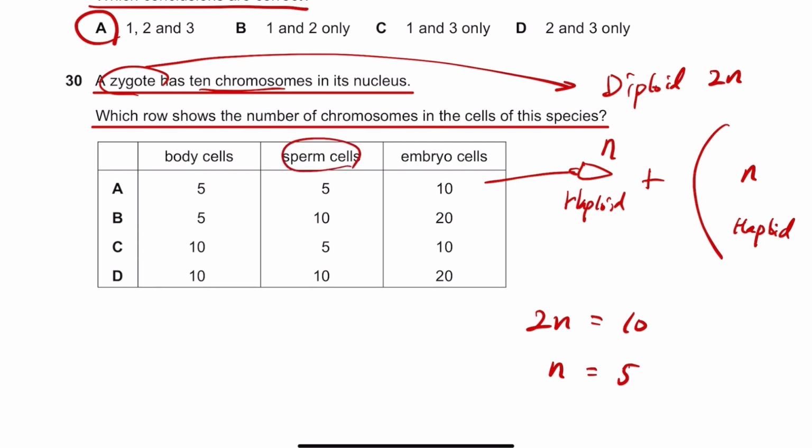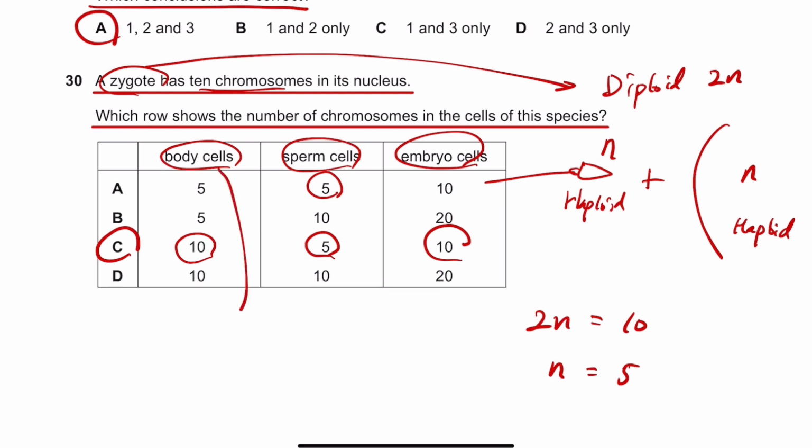So sperm cells should have 5, body cells should have 10, embryo cells should have 10 as well. So the answer is C. Body cells are diploid cells as well as embryo cells.